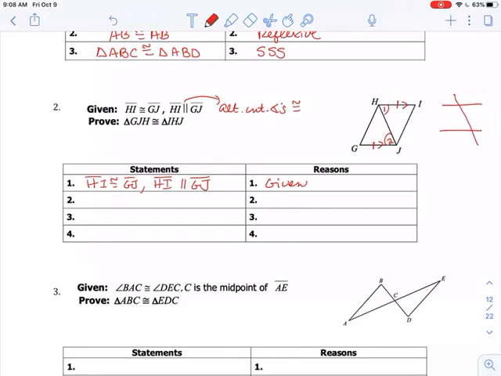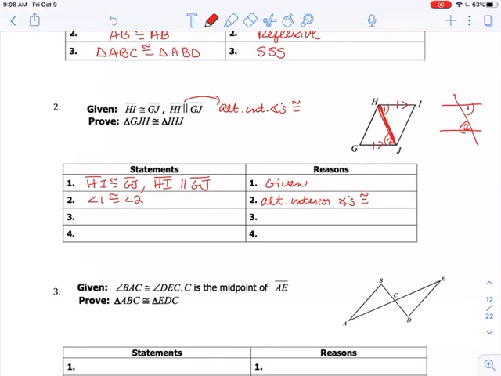It's either alternate interior angles or corresponding angles, but you can see, these are my parallel lines, this is my transversal, these are my alternate interior angles, and they're congruent to each other. So that is in those 2 triangles right there. So I'm going to say angle 1 is congruent to angle 2. Now I don't say definition of parallel lines because that's not the reason. The reason is alternate interior angles are congruent.